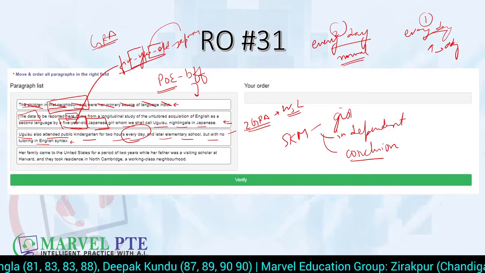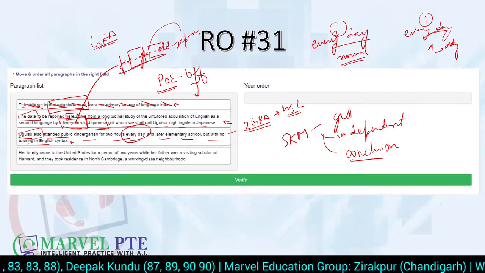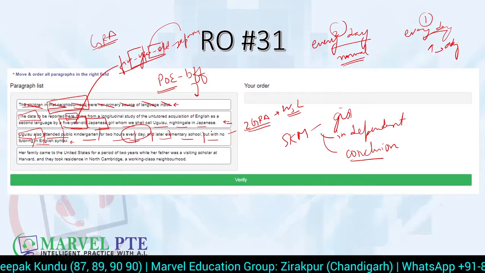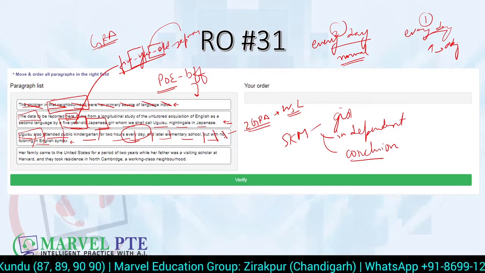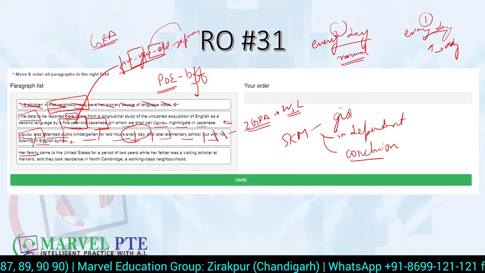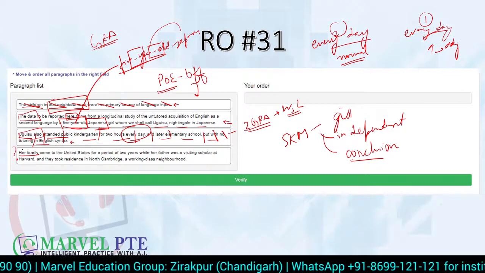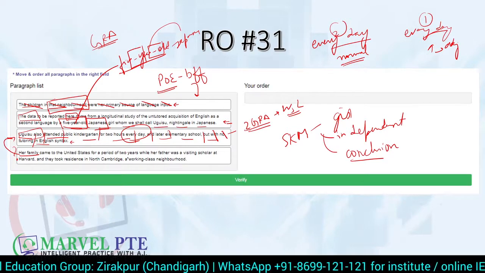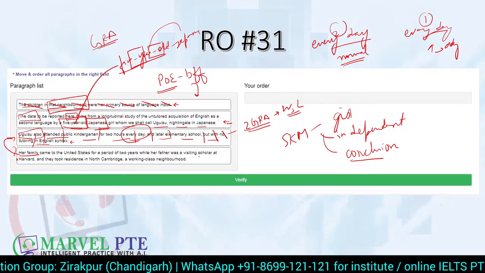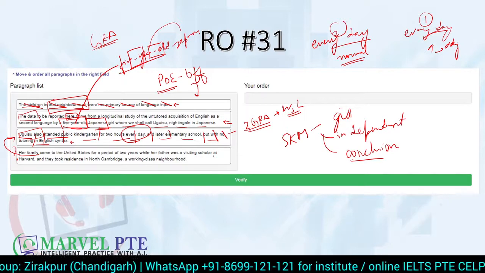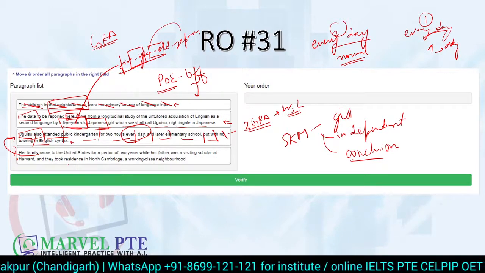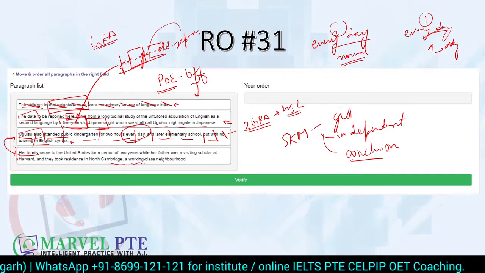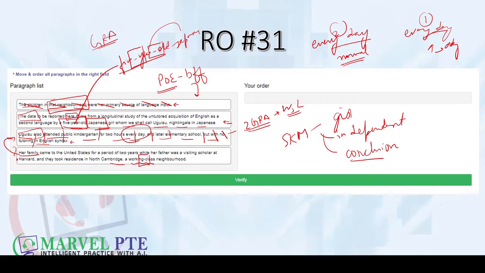So here it is talking about Urgisu also, so also cannot be there, Urgisu has not even been introduced yet, so this cannot be an independent line. Her family: a pronoun is being used, whose family? By the way, Urgisu's family came to the United States for a period of 2 years while her father was a visiting scholar at Harvard, and they took residence in North Cambridge, a working class neighborhood. Again, you see working class uses a hyphen.